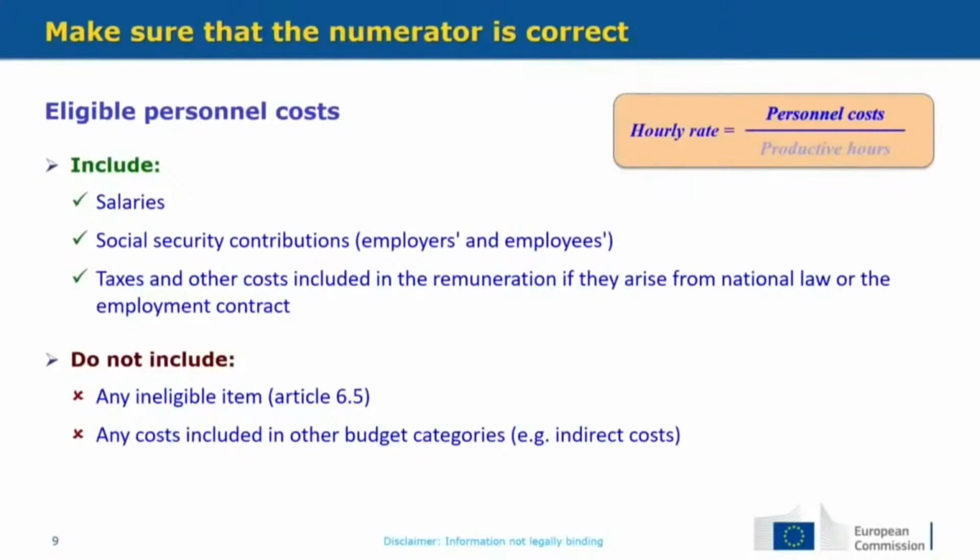Now, what they should not include is any ineligible item. There is a specific article, namely 6.5, which details all these ineligible items, the majority of them. And any cost included in another budget cost category, like indirect cost or subcontracting or travel cost, etc., should not be included again in personnel costs. So I think this is very obvious.